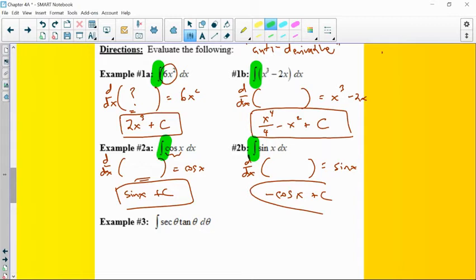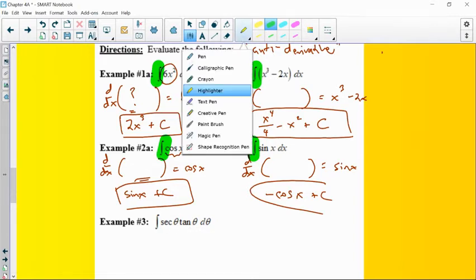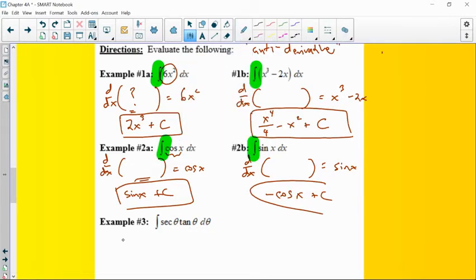Okay. Good. One more trig, secant tangent. So you think about whose derivative is equal to secant theta tangent theta. And you don't have to always draw this out, but we should be thinking about this because it helps us get through that process. The derivative of secant is secant tangent.